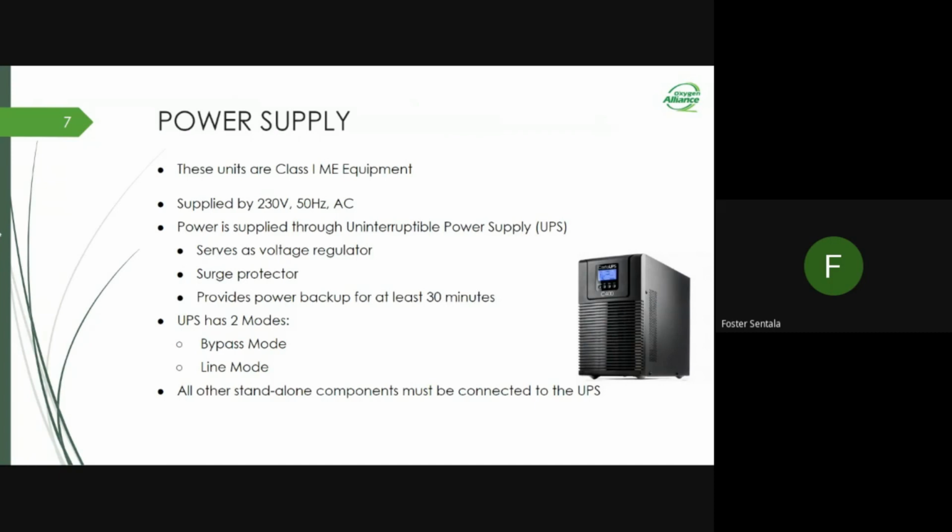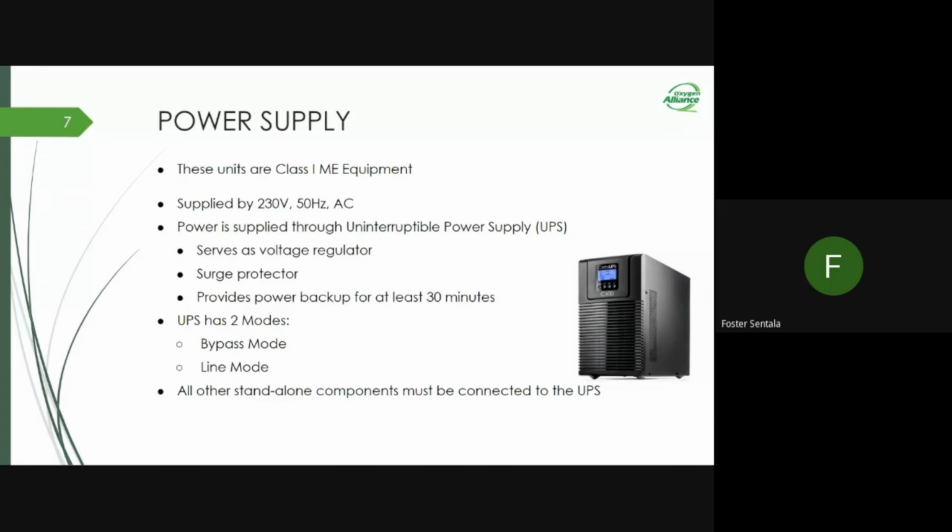This is to say that these machines do not only rely on basic insulation for protection against shock, but they also rely on protective earth ground for the parts that are accessible to the users. So the main supply for this machine is the mains electricity source, which supplies 230 volts at a frequency of 50 hertz. And this power is recommended to be supplied via a UPS.